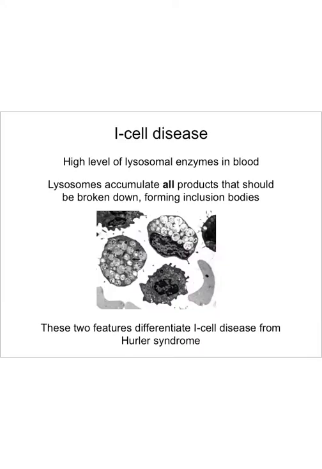Because of this, I-cell disease has another distinctive feature which distinguishes it from the other lysosomal storage diseases, in that you find a high level of lysosomal enzymes in the blood, because they've come out by this default trafficking pathway.